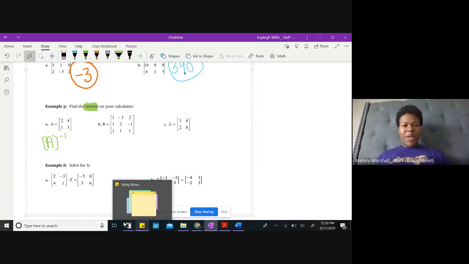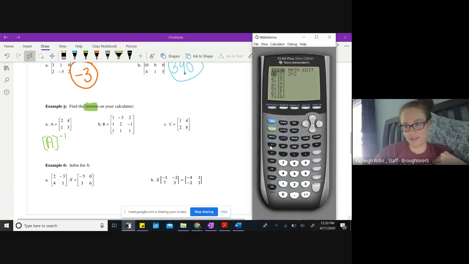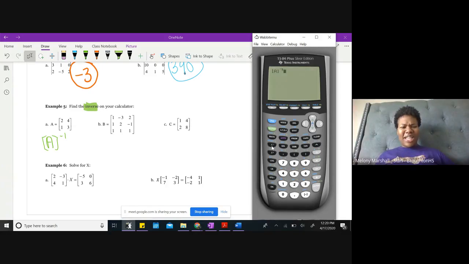All right. So you mean we don't have to find all that determinant stuff? We don't have to do nothing. Nope. It's going to do it all for us. So I can ignore Miss Marshall's whole section? Exactly. Say bye-bye.